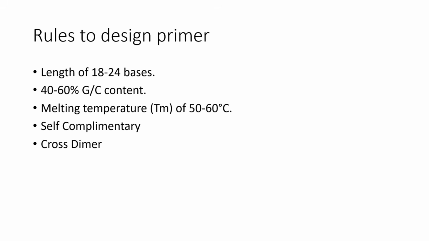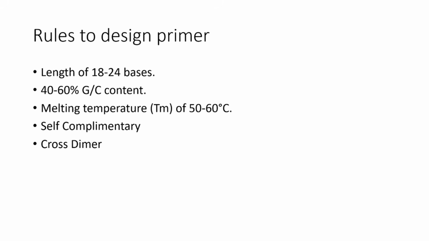If you take the general requirements for designing a primer, we have to follow five different rules. One is the length of the primer should always be between 18 to 24 base pairs, and the GC content should be balanced. It means around 40 to 60% GC content should be there, and the melting temperature you have to maintain between 50 to 60 degrees centigrade. And we need to avoid self complementarity. It means we need to avoid hairpin formation.